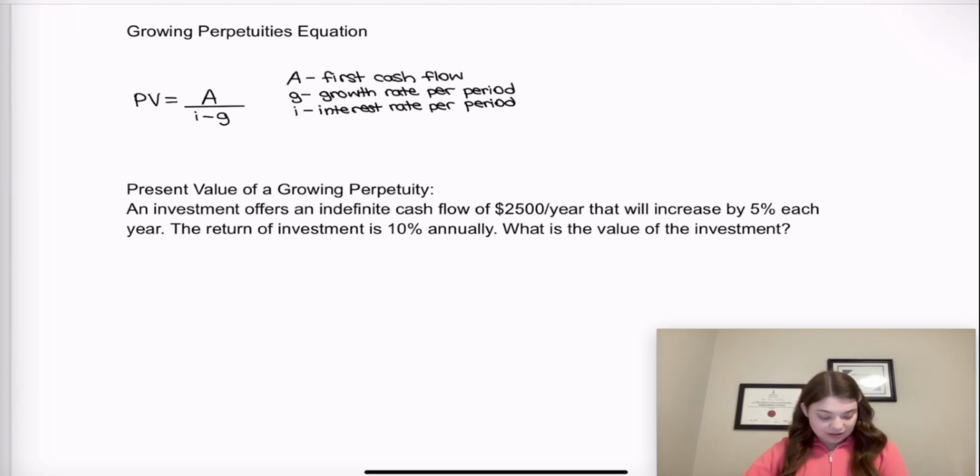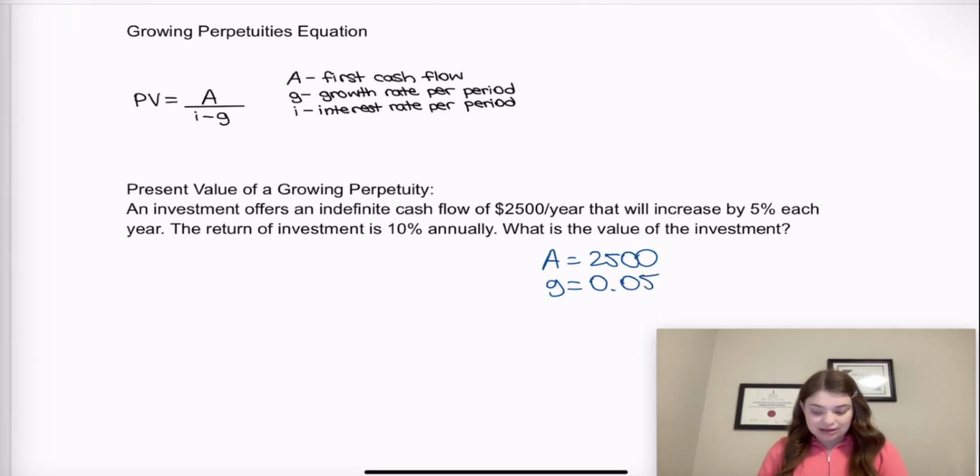Okay, so for this one, first we need to identify A, which is the cash flow. So the first cash flow is going to be $2,500. Then we have the growth rate. So it says that it'll increase by 5% each year. So therefore, the growth rate is 5%. I'm going to write the decimal form of that, 0.05.